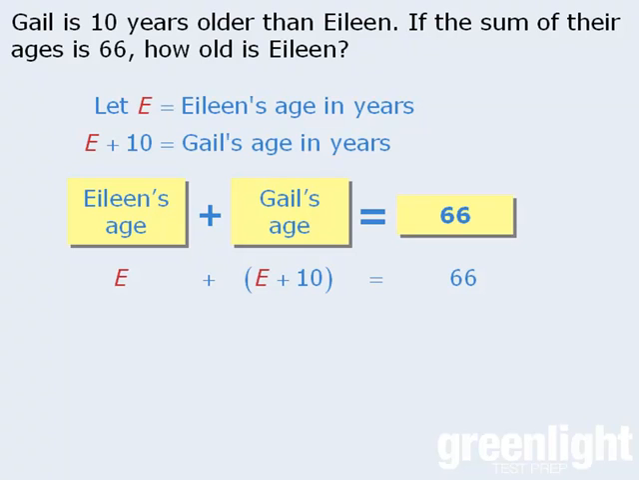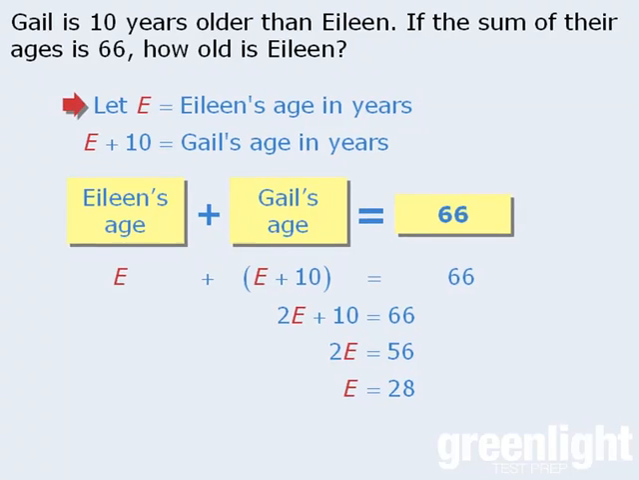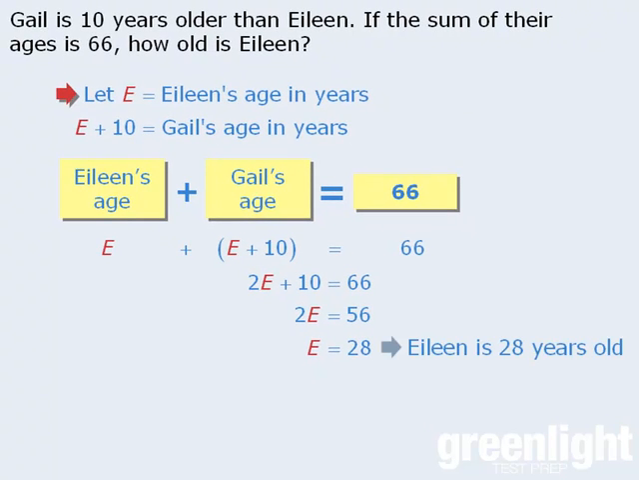All we need to do now is solve the equation for e. First, we can simplify the left-hand side here. Then we will subtract 10 from both sides, and then divide both sides by 2 to get e equals 28. Since e represents Eileen's age, we know that Eileen is 28 years old. Also, since e plus 10 represents Gail's age, we know that Gail is 38 years old.